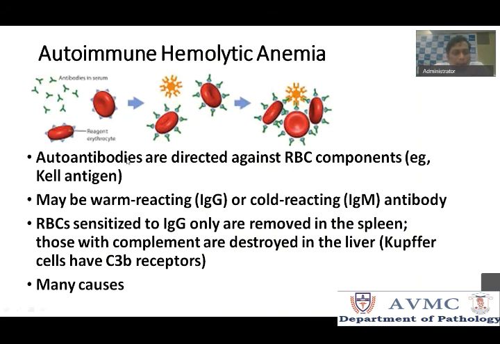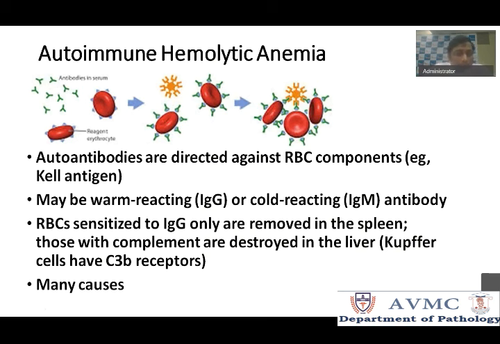Again, autoantibodies are directed against an RBC component. It could be your blood group antigens or any antigens. It could be warm type, which reacts at 37 degrees, mostly of IgG type, or it could be cold reacting, that is, it reacts at a lower temperature, and it is predominantly of IgM type. Whenever the antibodies are coated, the RBCs go to the spleen and are eaten up in the spleen. So this is about autoimmune hemolytic anemia.